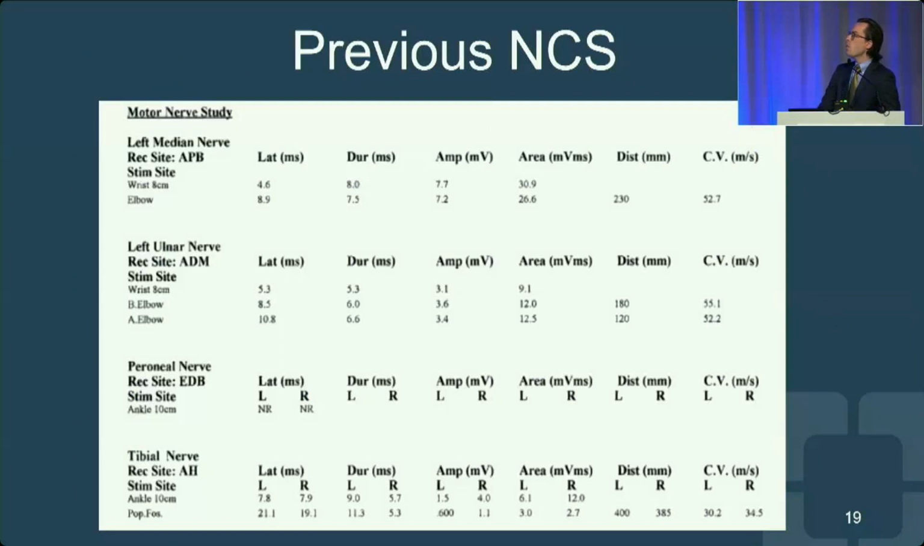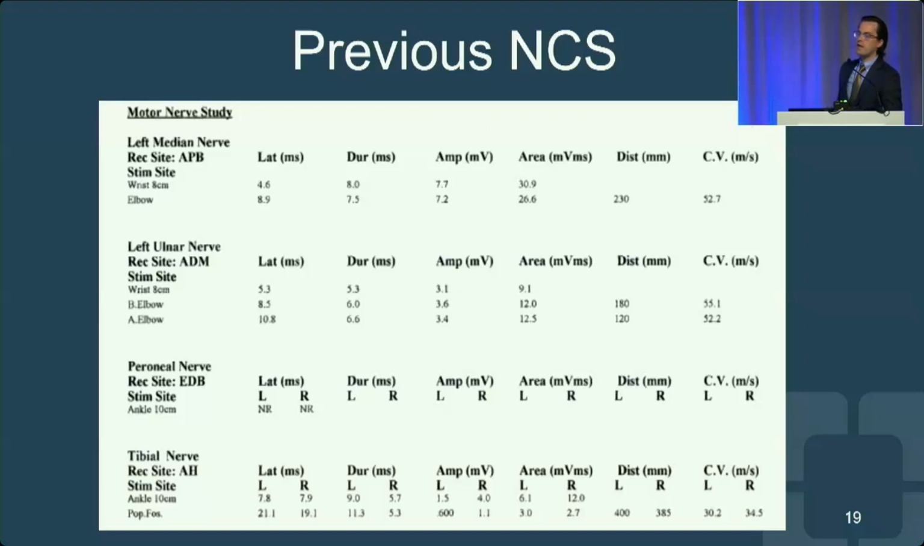You'll notice most of the latencies, so these are motor nerve conduction studies, so median, ulnar, peroneal, and tibial. Most of the latencies are prolonged. So the median distal latency is 4.6. Probably for somebody who's 60, that latency should be less than 4.